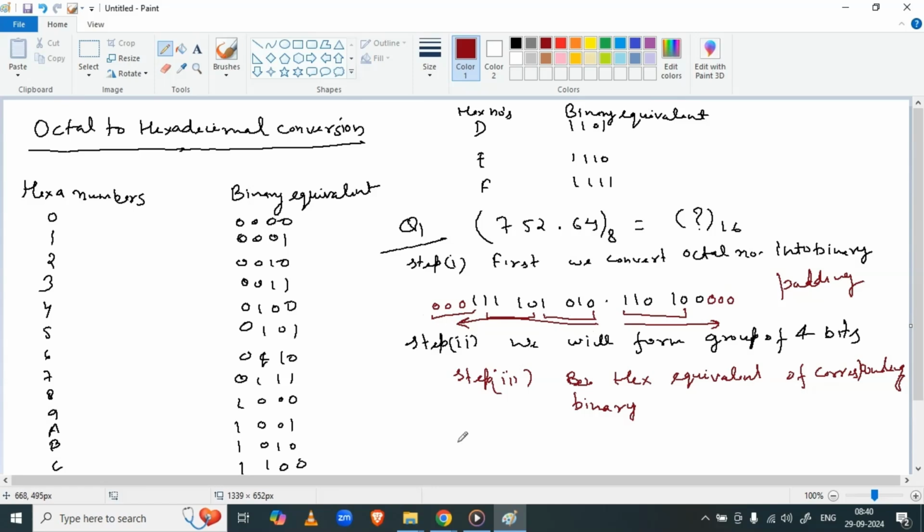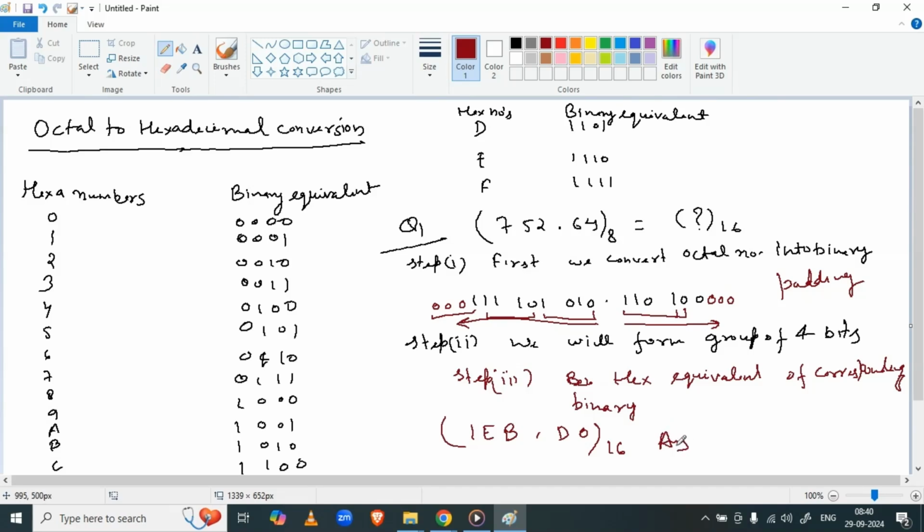0001 is the hex number 1. The next number is 1110, which means E. Next is 1010, which means B. Point, 1101, which means D. And the last is 0000. So this is the hexadecimal equivalent of the given octal number.